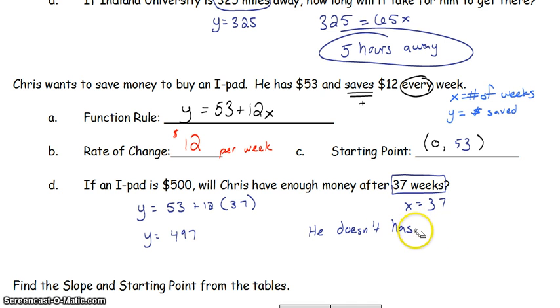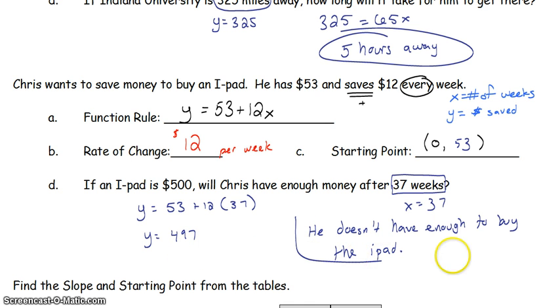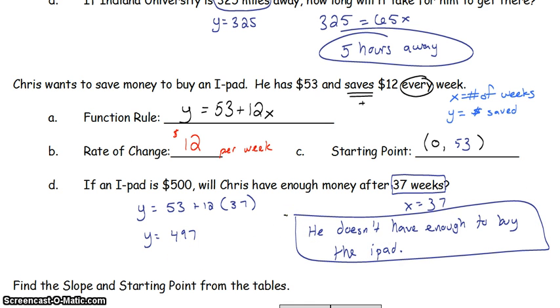So he doesn't have enough to buy the iPad. You would want to show this work and write this sentence. It's not enough to just write the sentence without showing me work. If you write the sentence and show me nothing, then I can't give you any credit because I assume it's a guess. You have to show me the work.